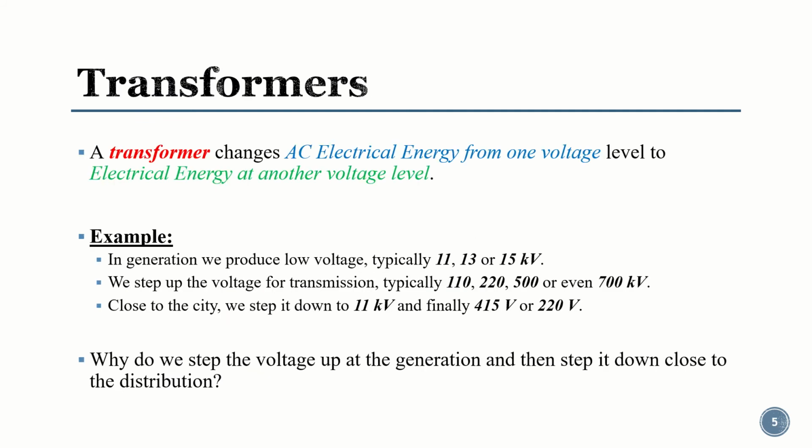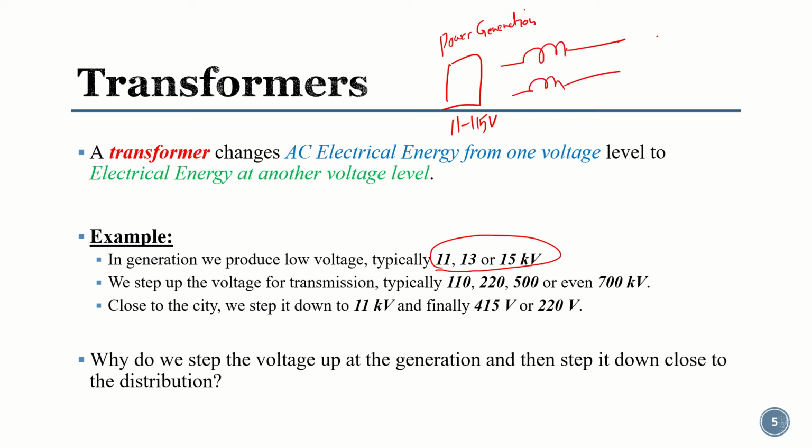So a transformer, in brief, is a device which converts AC electrical energy from one voltage level to another. For example, this is a power generation plant. Typically we generate the power at the 11 to 15 kilovolt level, a very low level. Then we distribute it through these distribution lines to the consumer. This is a very basic diagram.